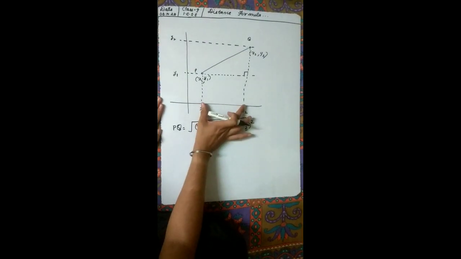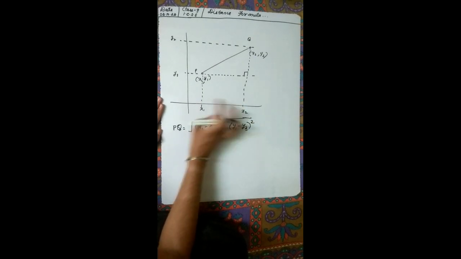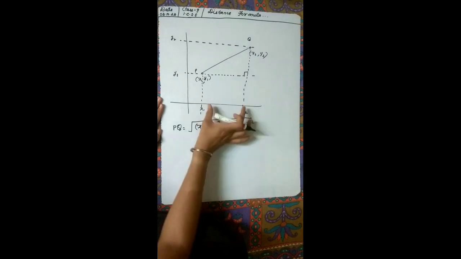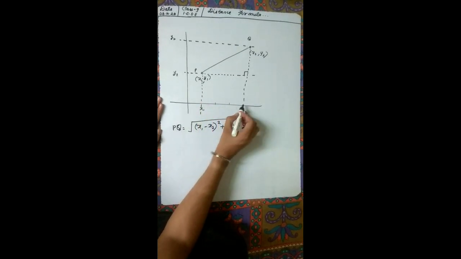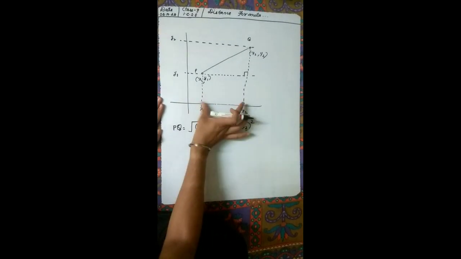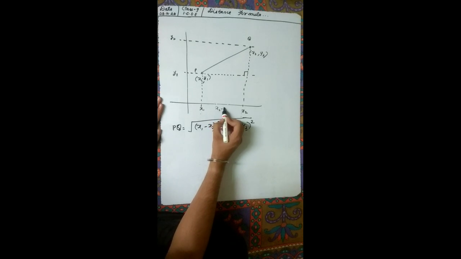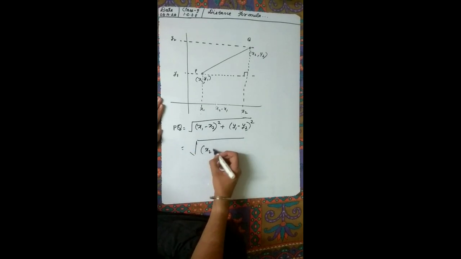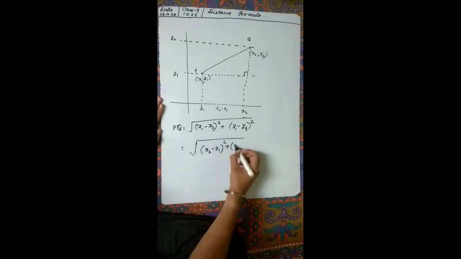we know how to find this distance, x2 minus x1. If this is, say for example, 1 and this is 4, then we can find this distance. It will be 3 only. 2, 3 and 4, so 3 centimeter. Like that, this distance will be x2 minus x1 or x1 minus x2. They are the same. This formula can be written like this also: x2 minus x1 the whole square plus y2 minus y1 the whole square.